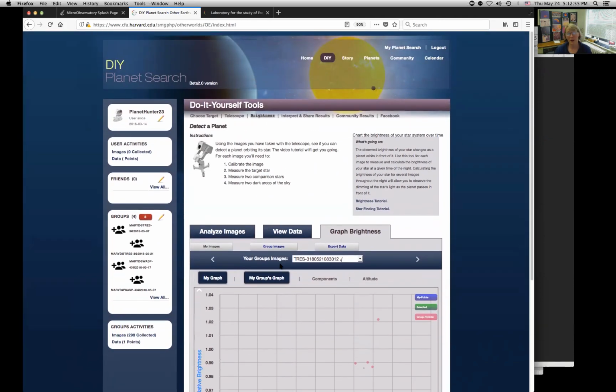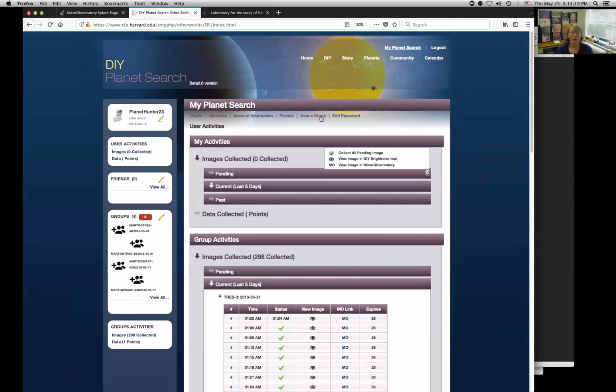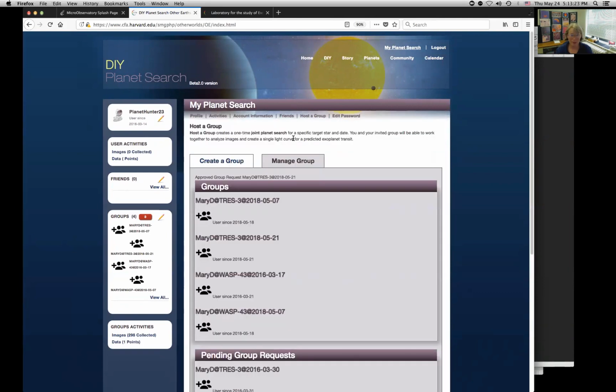But let me show you how to host a group. If you're an informal educator, or you don't have time for the full ExoLab, or you have just a group of friends and you want to do this on your own, here's how you host a group so you can all work on the same transit. You go to My Planet Search. You go to host a group, and you go to create a group.